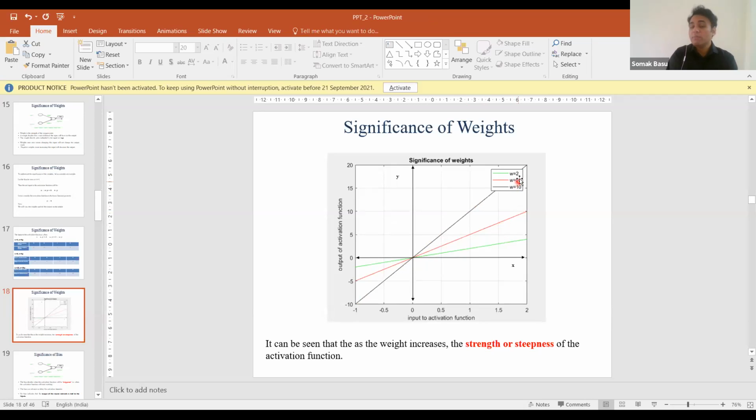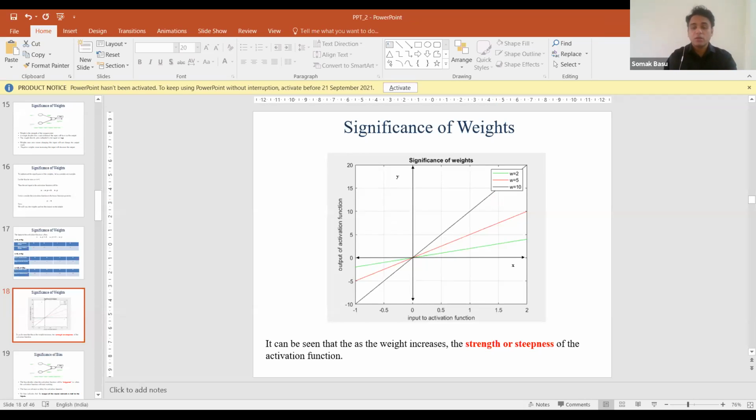So as you keep increasing the weight, the steepness of the activation function increases. This is the graph for w is equal to 2. This is the graph for w is equal to 5. This is the graph for w is equal to 10. As you keep increasing the weight, the steepness, the slope of the straight line keeps increasing. What does that mean? It means the strength of the linear function keeps increasing.